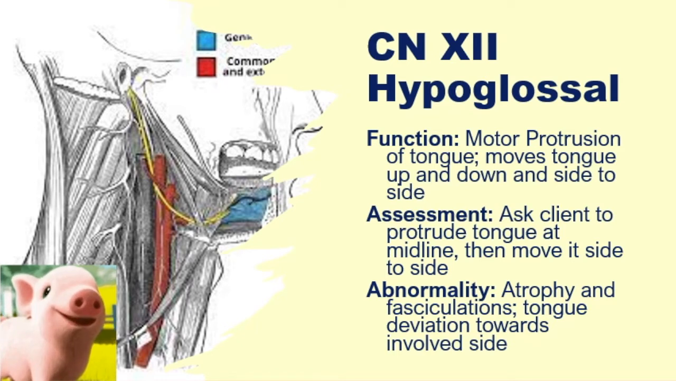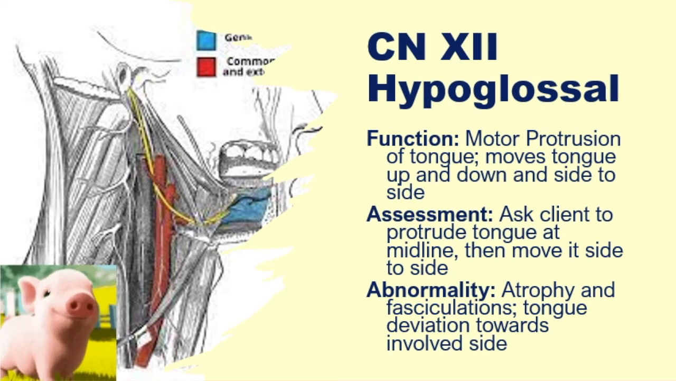So for assessment, you would ask your patient to stick the tongue out and then move it side to side. Then you also ask the patient to touch the floor of the mouth and then, class, the upper palate or your soft palate for that matter. So to touch, I mean the soft palate and the hard palate. Abnormality of which can result in atrophy and fasciculations. So when I say fasciculations, these are involuntary movements. And then tongue deviation towards the involved side. Okay, that is cranial nerve number 12 deficiency.